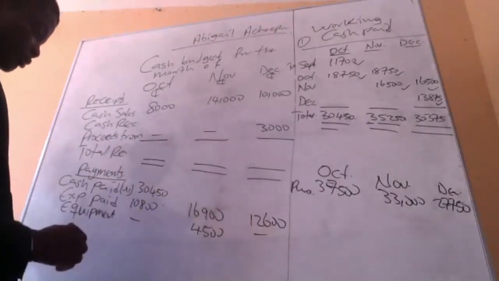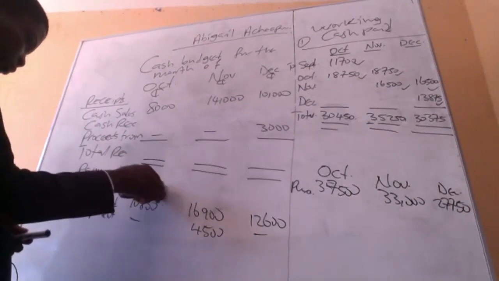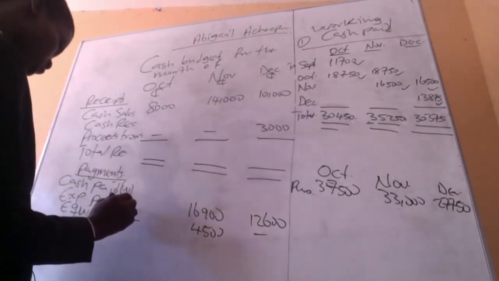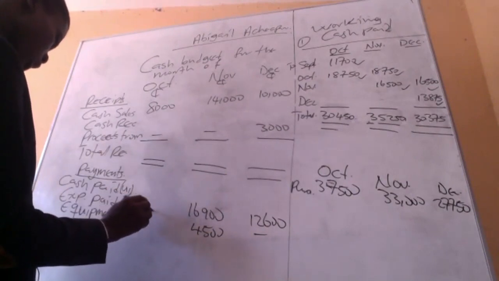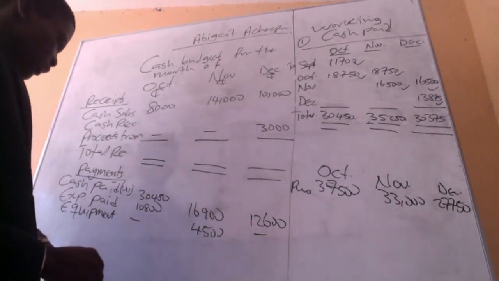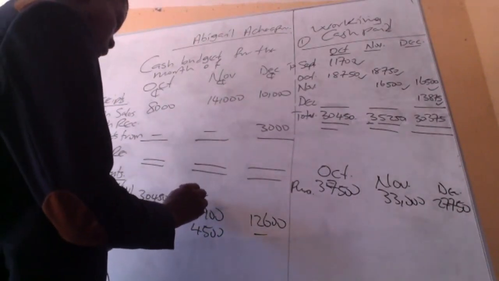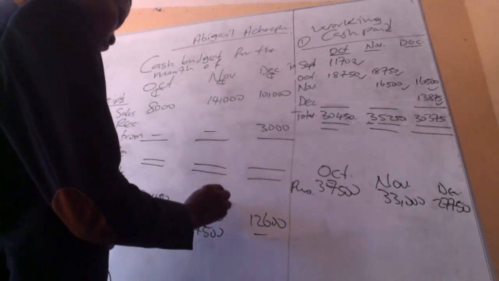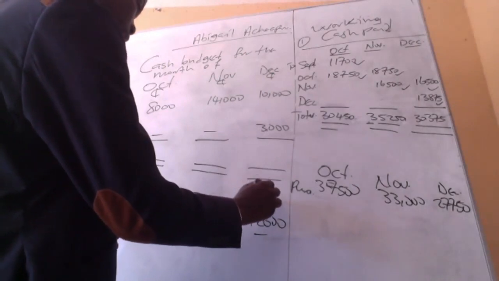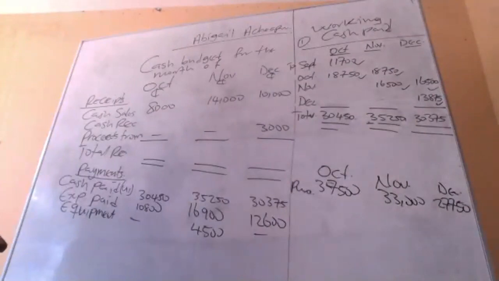Good, so here will be 30,450. That's for the first month. Second month will be 35,250. And the last month is 37,375. Good. Is there any other one you've not found?